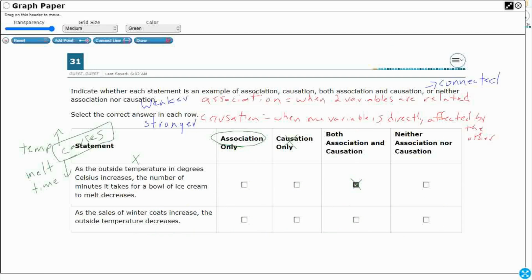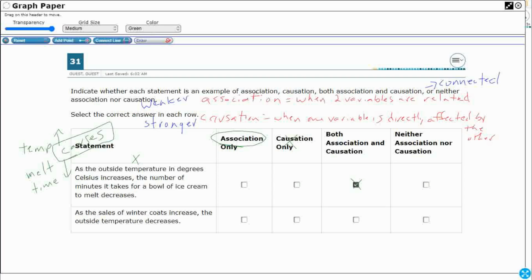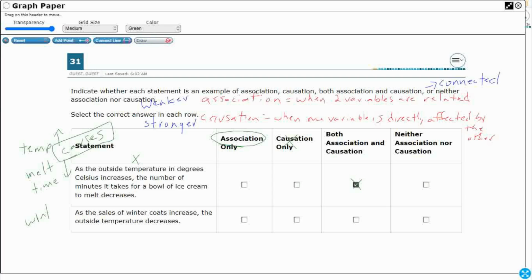Let's check this other one. As the sales of winter coats increases, so we've got winter coat sales, that goes up. That's our X. The outside temperature decreases.